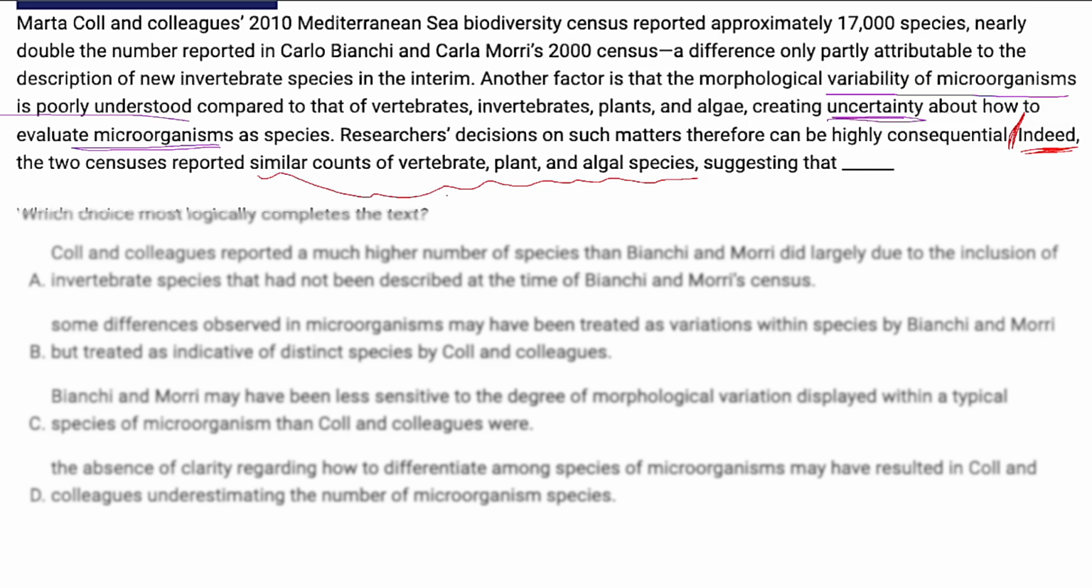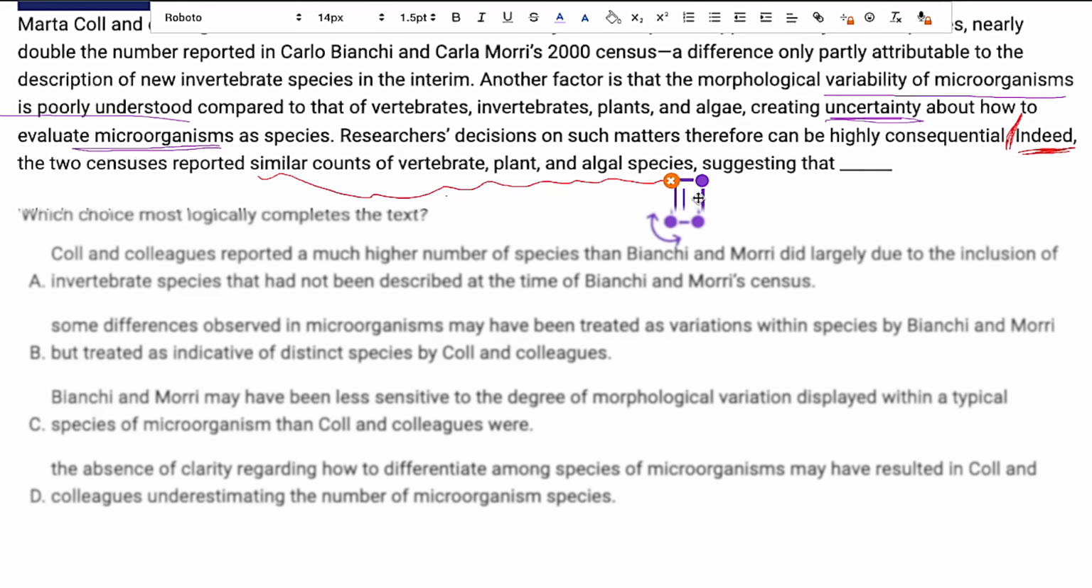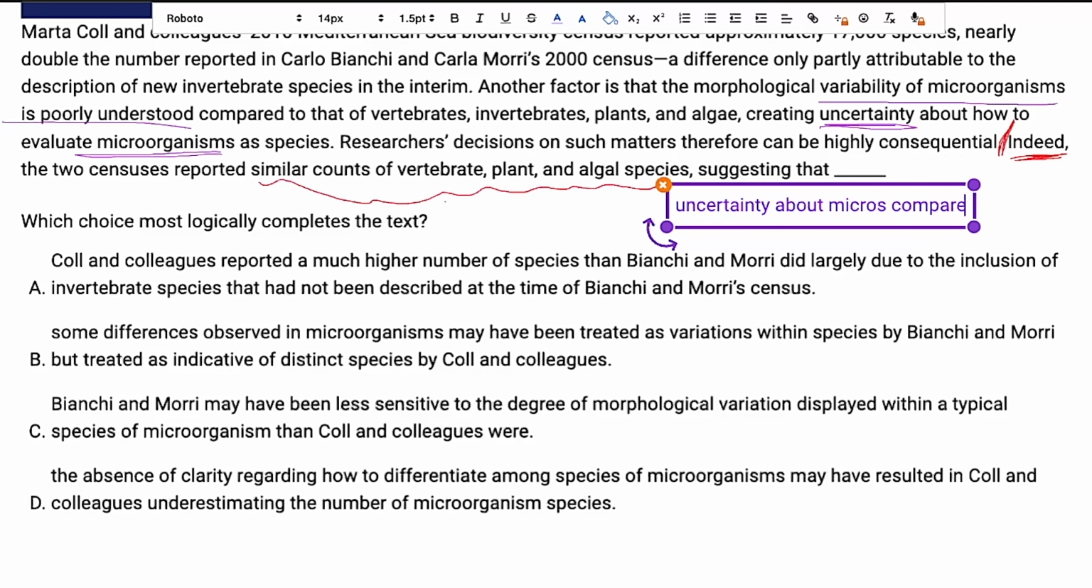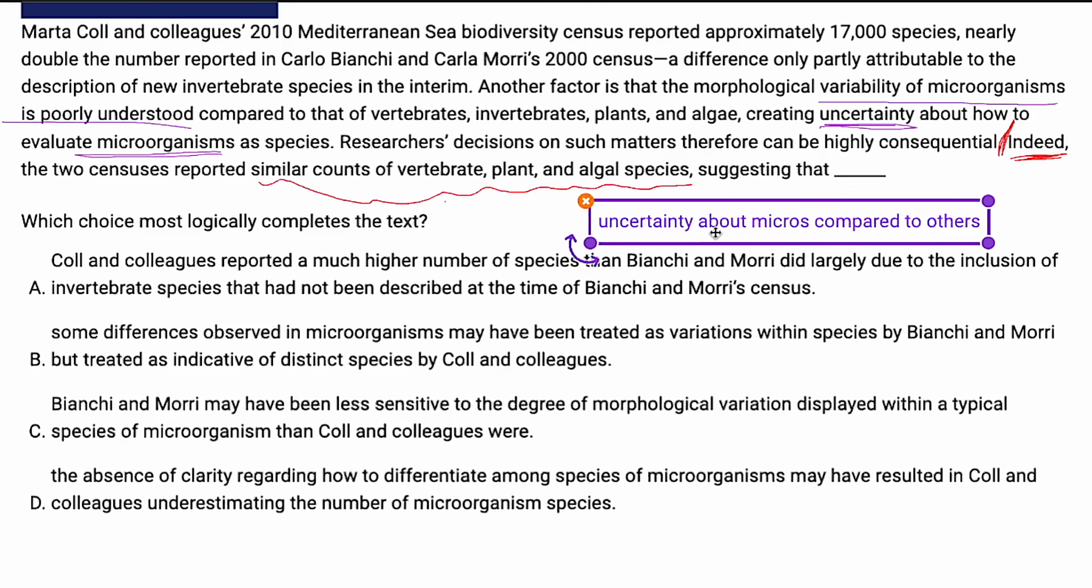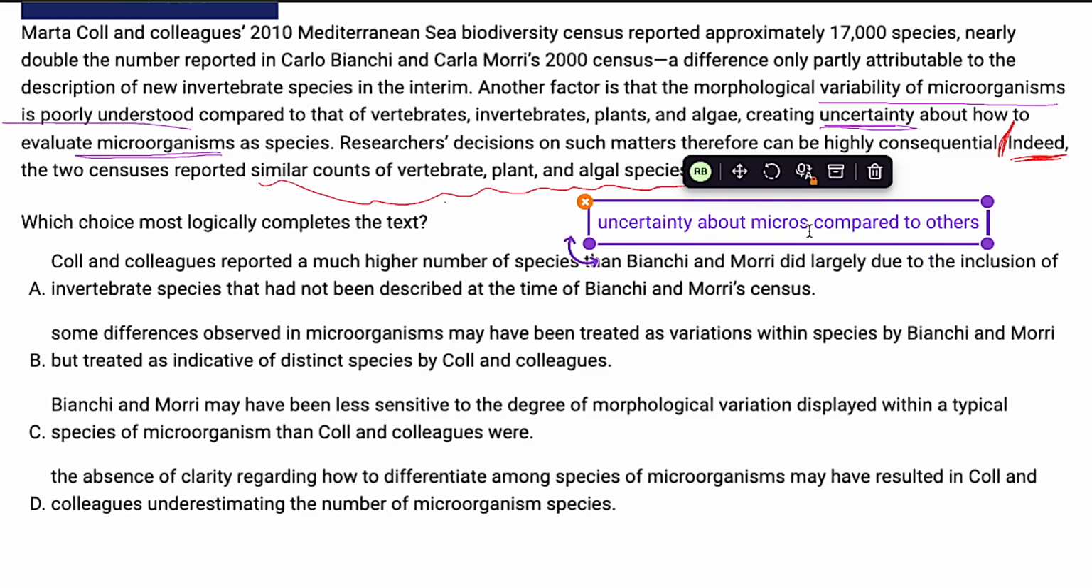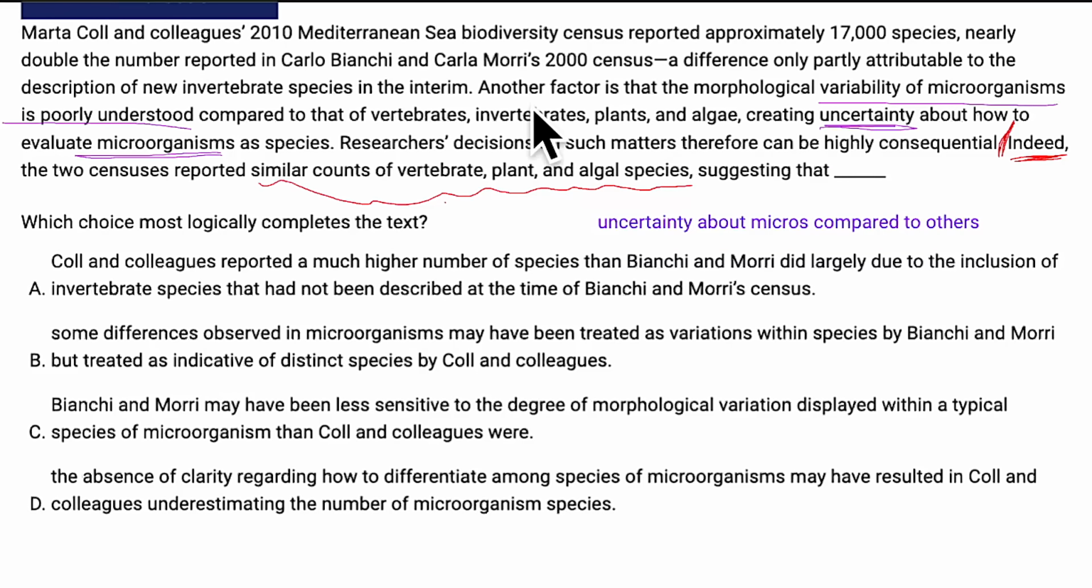I already want to write this in my own words because this seems to be the most important part of the text. In my own words, I'm going to say uncertainty about micros compared to others. I don't care about the specifics. The micros seem to be important because it's saying specifically that the micros had this uncertainty about them compared to all the others. And I don't need to list all the others per se because they're repeated.